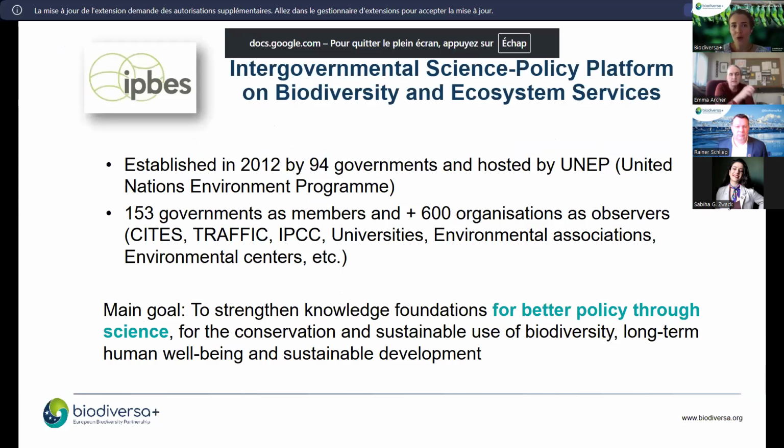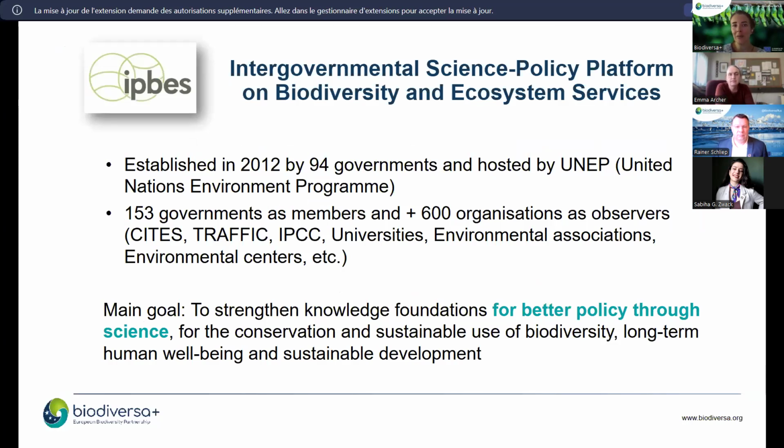IPBES, in case you don't know, is the Intergovernmental Science Policy Platform on Biodiversity and Ecosystem Services. It was established in 2012 by 94 governments, and it's hosted by UNEP. At the moment, 153 governments are members, and there are more than 600 organizations as observers. The main goal of IPBES is to strengthen knowledge foundations for better policy through science for the conservation and sustainable use of biodiversity and long-term human well-being and sustainable development.